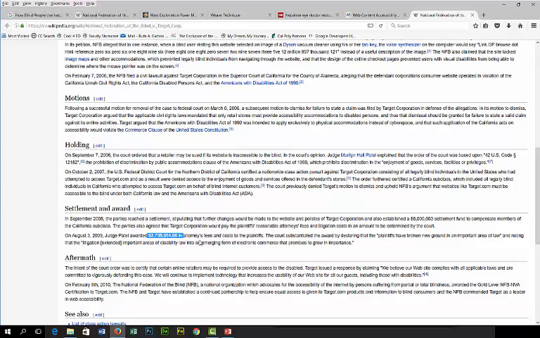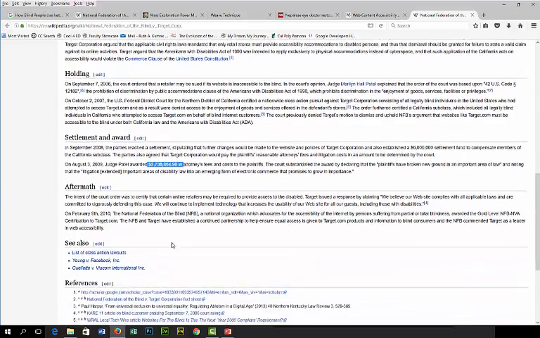And it went back and forth for quite a while, but the story has a happy ending because if you read the last part of it, the National Federation of the Blind, a national organization which advocates for the accessibility of the internet by persons suffering from partial or total blindness, awarded the gold level NFB certificate to Target.com, because Target realized, yes, we have to do this, and they modified their website so that blind people could use it and so that it met accessibility standards, and then it became an example of good access on computer websites. So it's good that Target was able to change its view of accessibility and ante in for that.